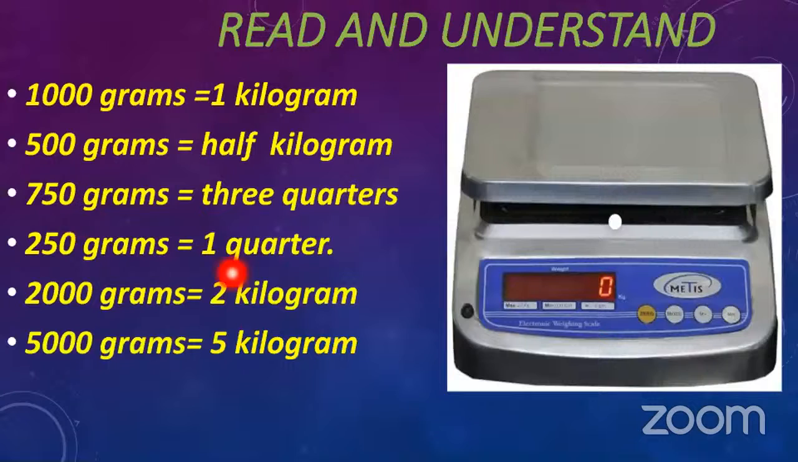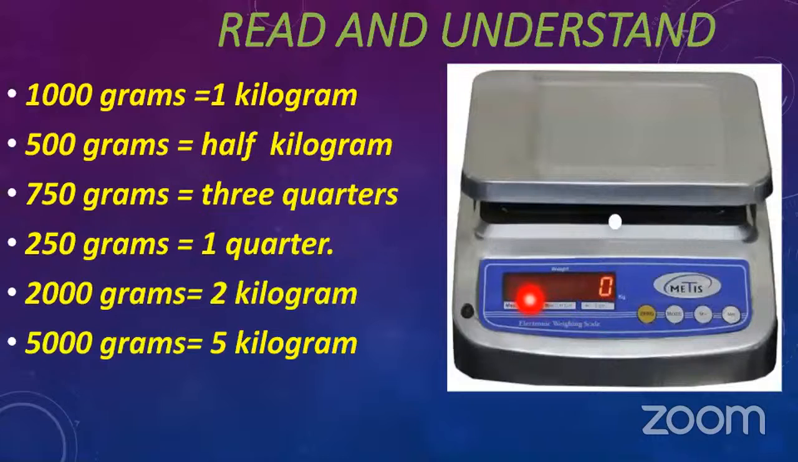So if you buy 1/4, it will show you 250 gram. If you buy 2 kilogram, whatever things you want to buy, it will show you 2000 grams. Or if you buy 5 kilogram, it will show you 5000 grams. So children, whenever you go to the market, the kirana store or the greengrocer to buy vegetables, observe how the people weigh the things you are going to buy.